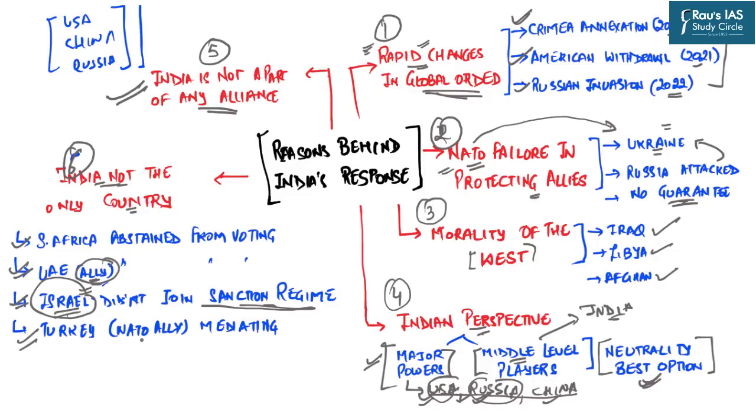Similarly, Turkey is also a NATO ally which is offering an active mediating role between Russia and Ukraine. So, why are you criticizing only India? Why are you pinpointing India only when many of your allies have taken similar stands which India has taken?